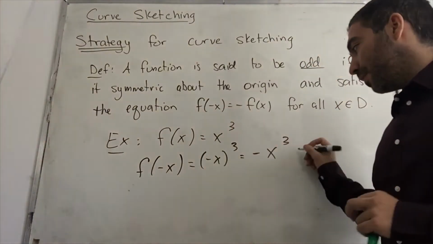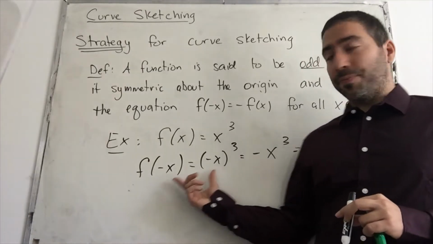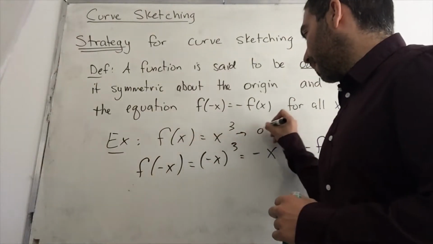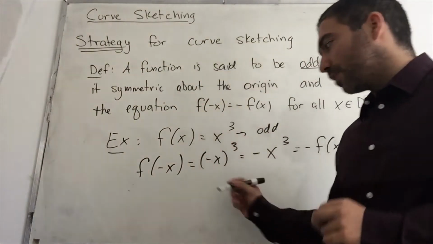So we do have symmetry here, and we know that this function is actually odd. This is an odd function. Okay, so we have symmetry about the origin. What does that mean? Let's go ahead and draw it.